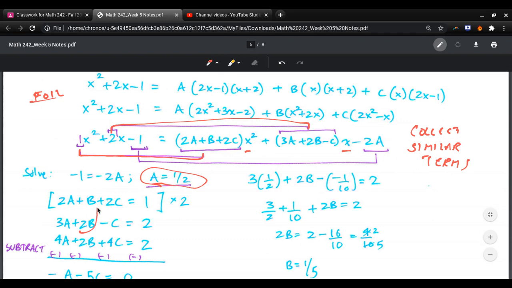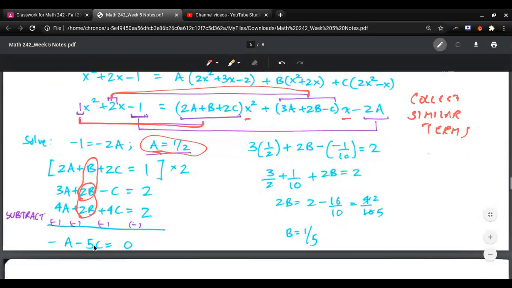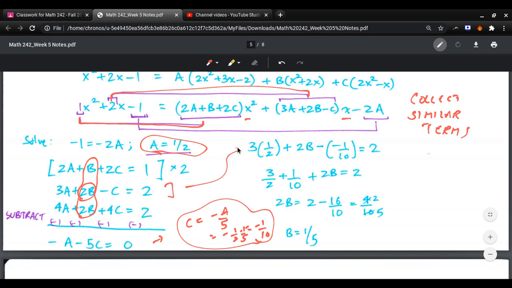I notice that I can get rid of the B by multiplying by 2. I do that, and then I subtract, and I get a relation between A and C. But I know what A is. A is 1/2, which means C is negative 1/10. Now once I find C, I can plug it into any one of the original equations. I plugged it into this one here. So 3 times 1/2 plus 2B minus negative 1/10 is 2, and you go ahead and solve, and you get a value for B.